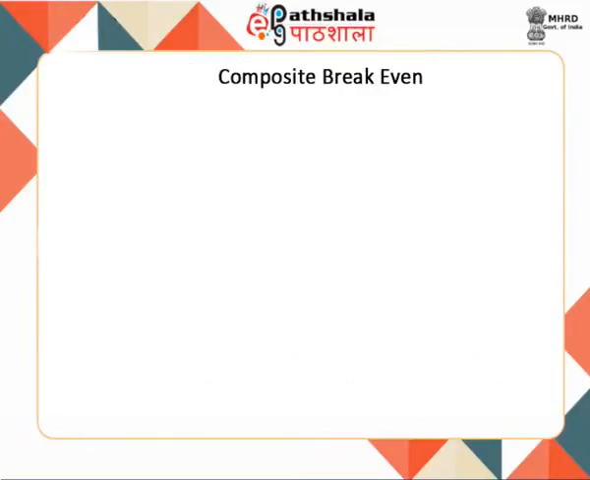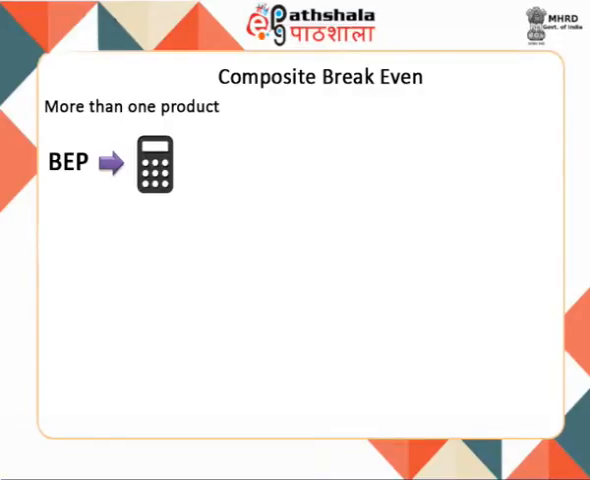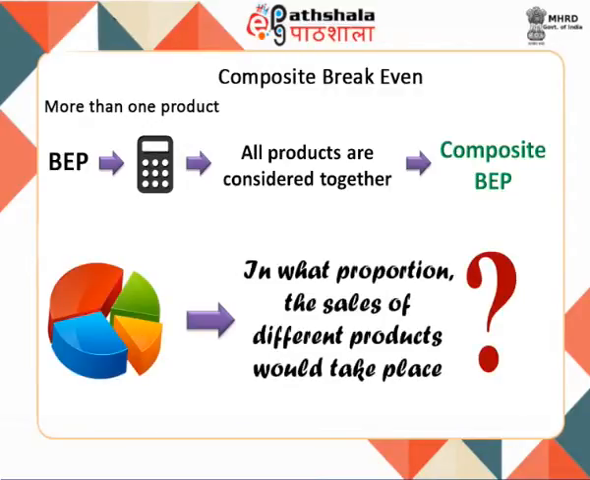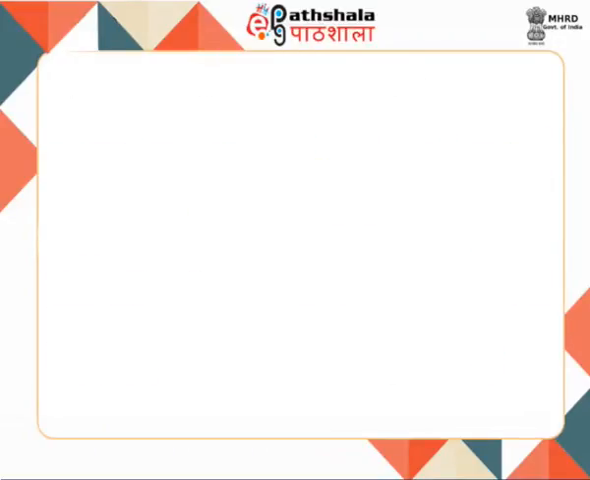Composite break-even point. If a firm manufactures more than one product, in such a case, the break-even point is to be computed considering all the products together. Such a break-even point is called composite break-even point. For computing the composite break-even point, the problem is in what proportion the sales of different products would take place. Let us assume that there are two products A and B.